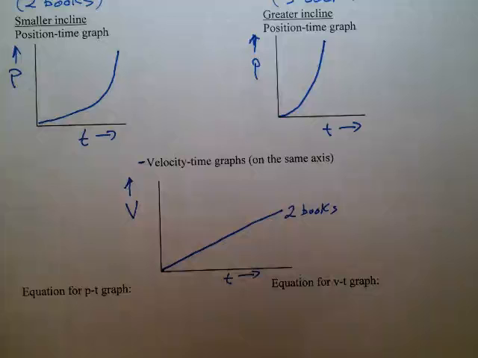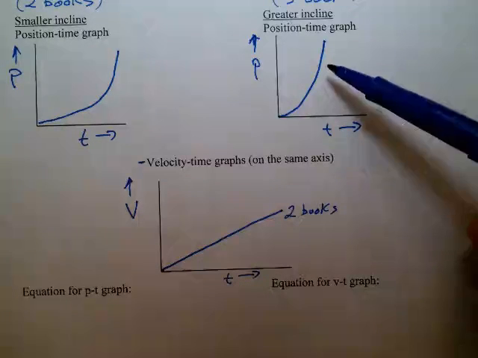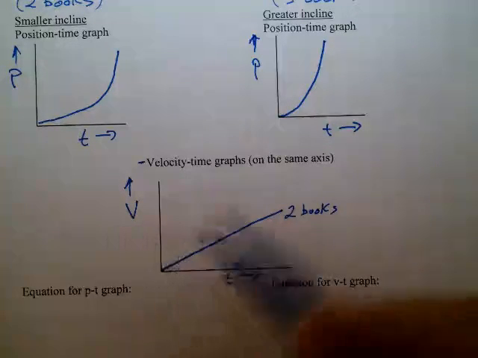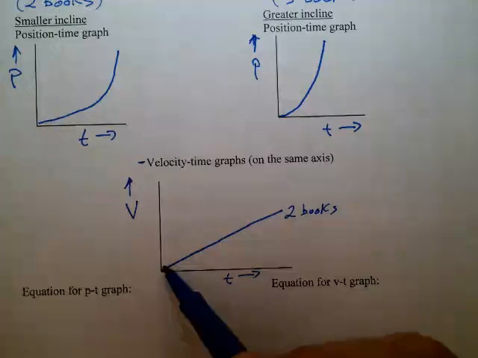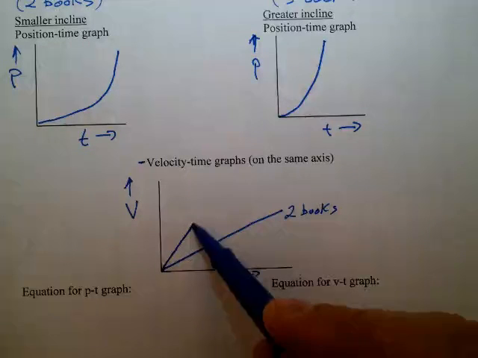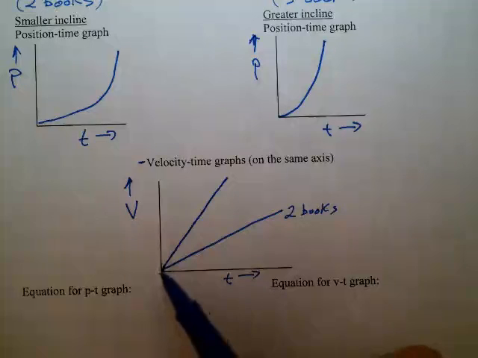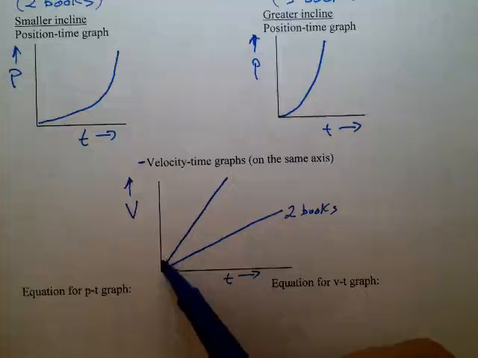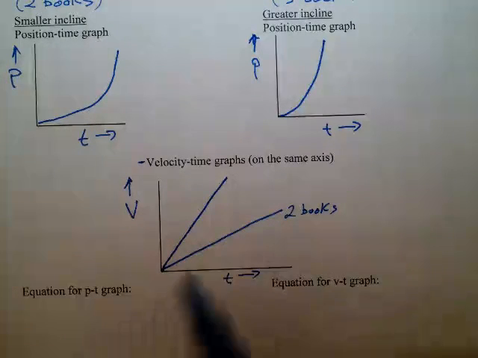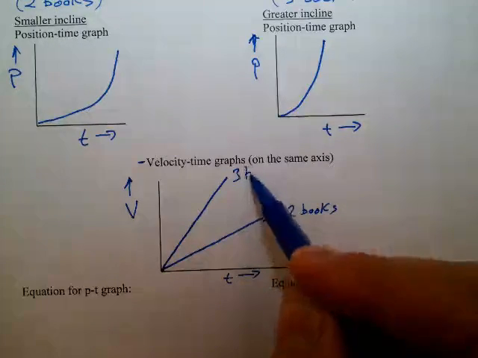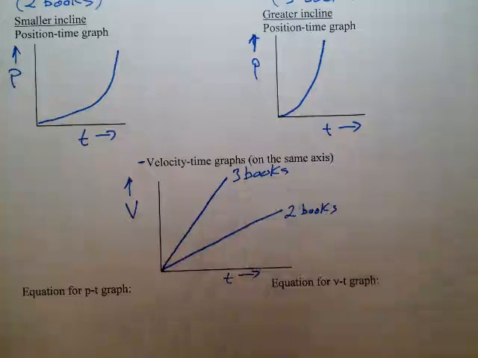And now let's compare it to the ramp that was raised with 3 books. And we can know from what we said before that the wheel was getting faster at a faster rate. So we can draw that in on the velocity time graph as a steeper line, saying that as time went on, it got faster and faster at a greater rate. And let's just label that 3 books.